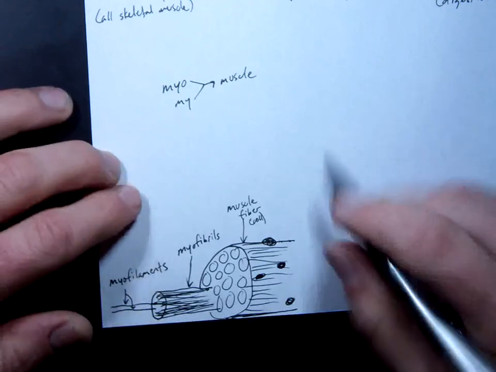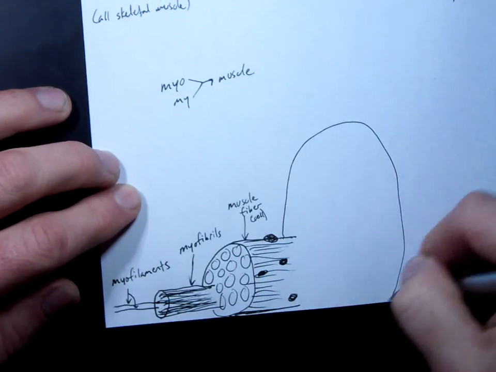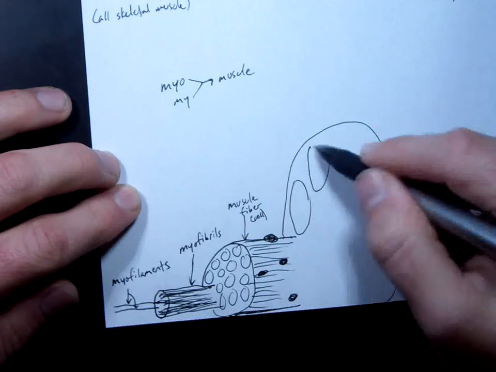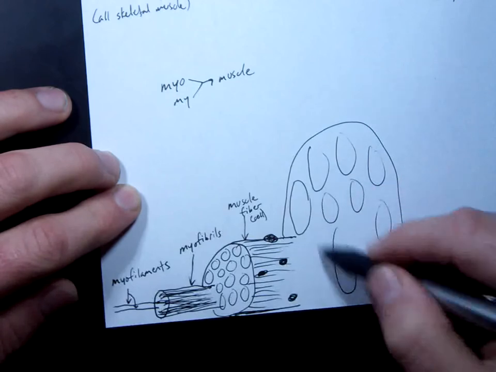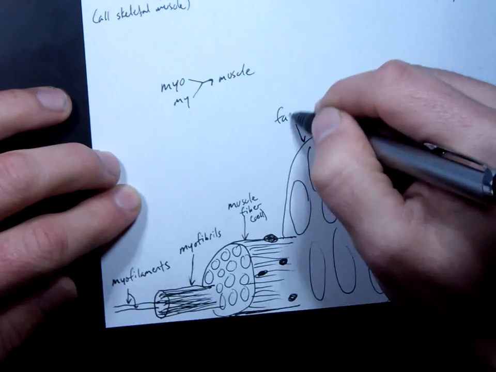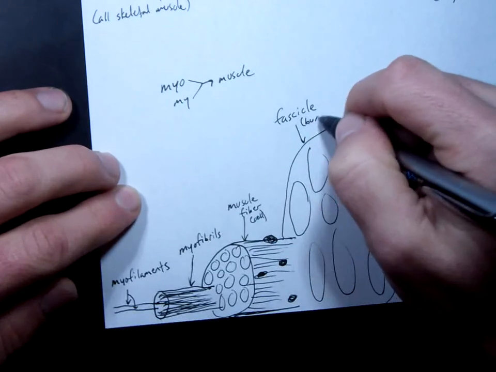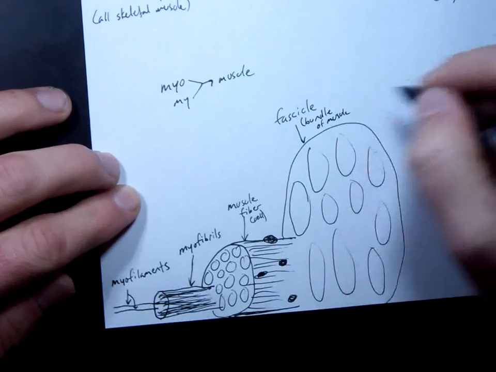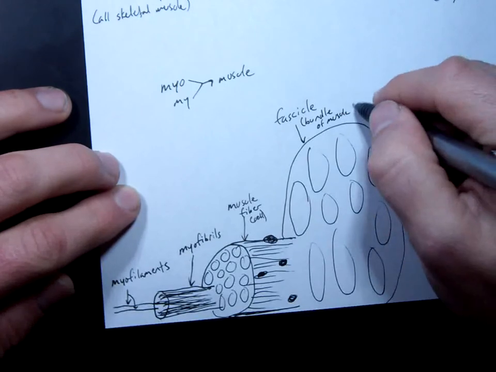Why do we start all the way down here? Because of this. Okay. Next one's bigger. Not yet. This is a bundle of muscle cells. It is called a fascicle. A fascicle, which is a bundle of muscle fibers.